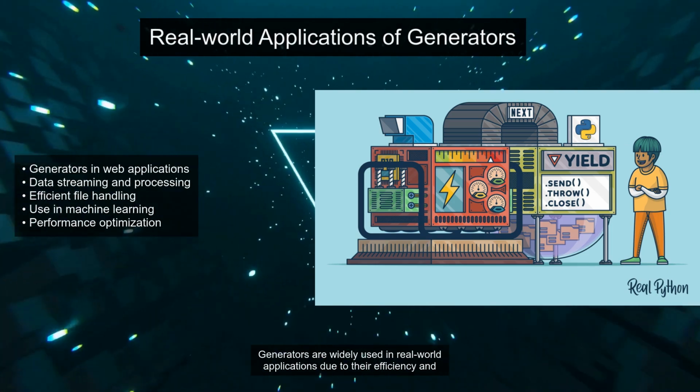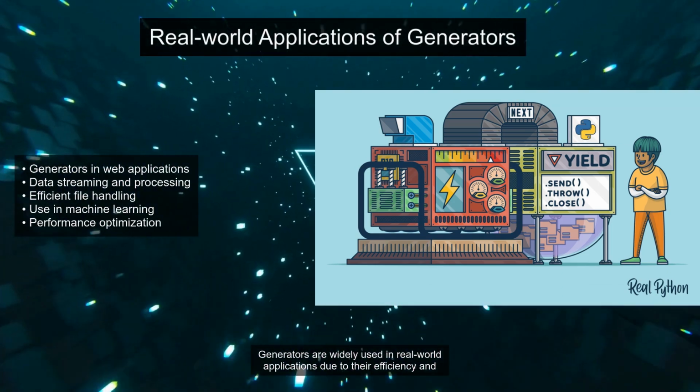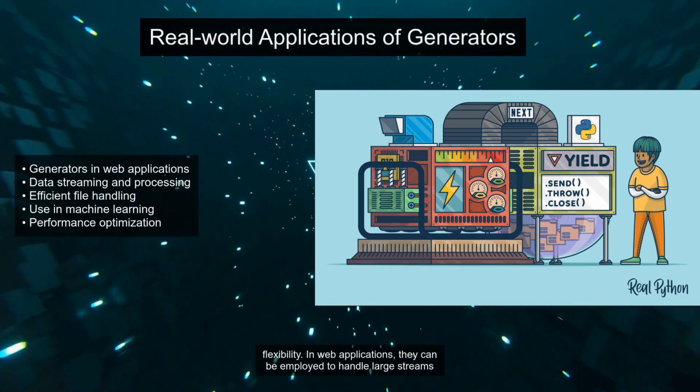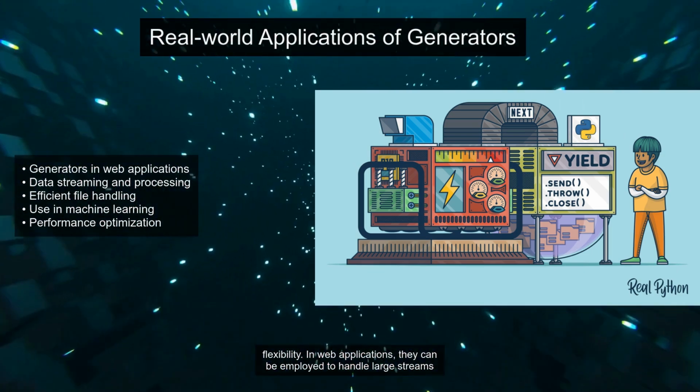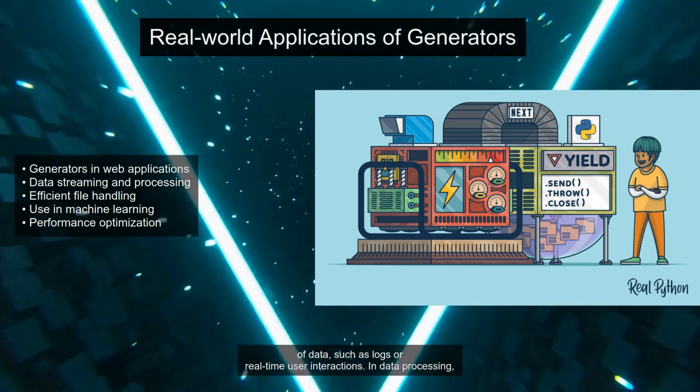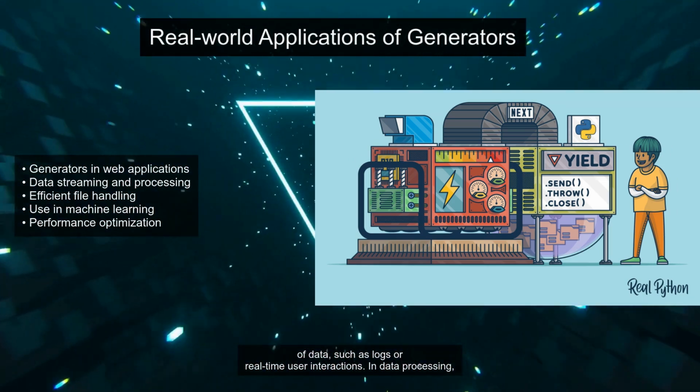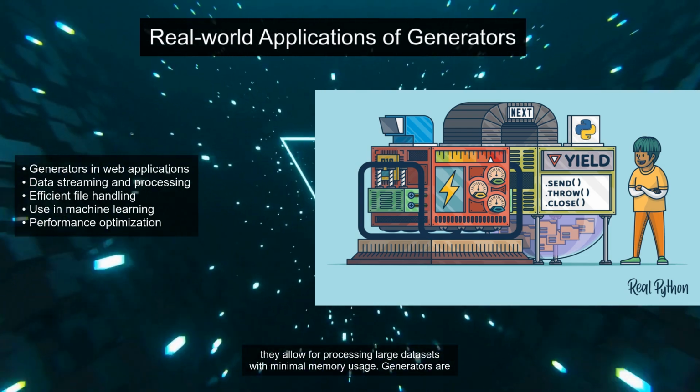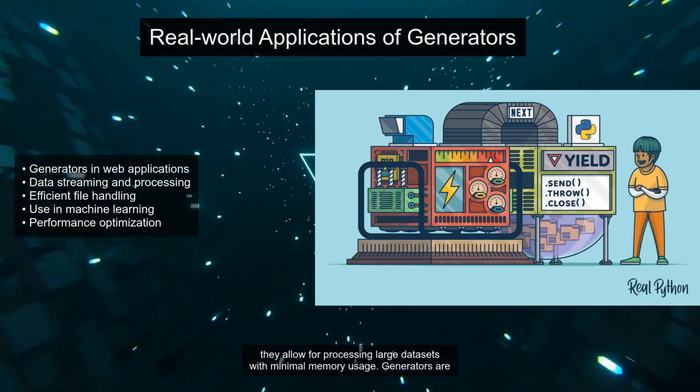Generators are widely used in real-world applications due to their efficiency and flexibility. In web applications, they can be employed to handle large streams of data, such as logs or real-time user interactions. In data processing, they allow for processing large datasets with minimal memory usage.